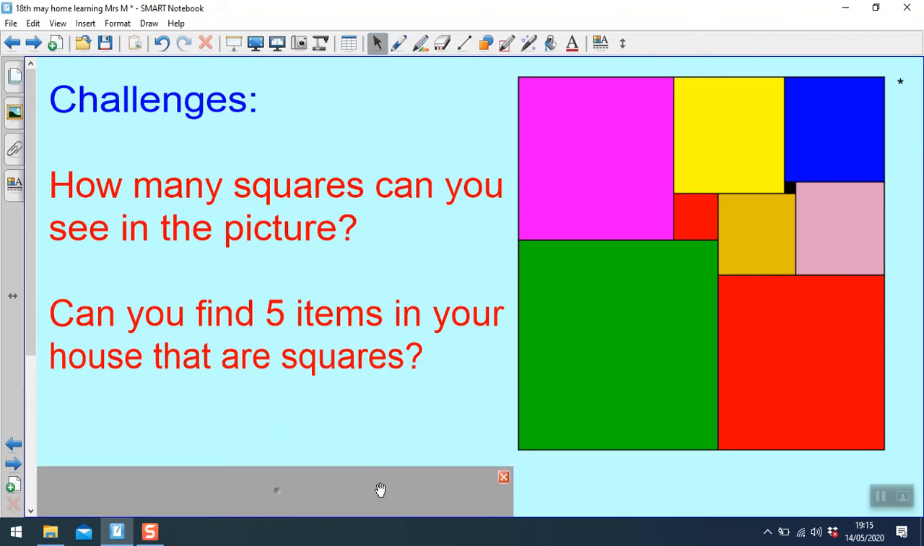And your last challenge is to find 5 items in your house that are squares and write down the items that you have found.